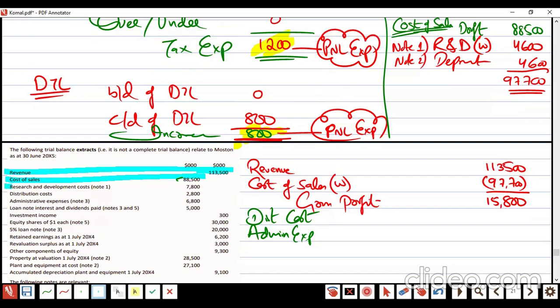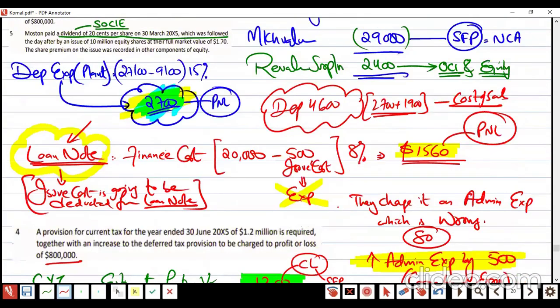2,800, and there is no note, nothing. So we will take it like this. Admin, they mention note number 3, right? So it is 6,800 and note 3. Note 3 is the interest loan.